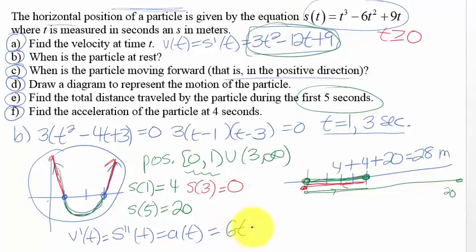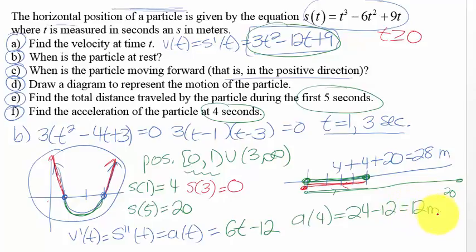So that's going to be 6t minus 12. And now we can answer the question, what is the acceleration after 4 seconds? Because we could put a 4 in there and we would find the acceleration is 12, and the units are meters per second squared. Time is squared on acceleration.